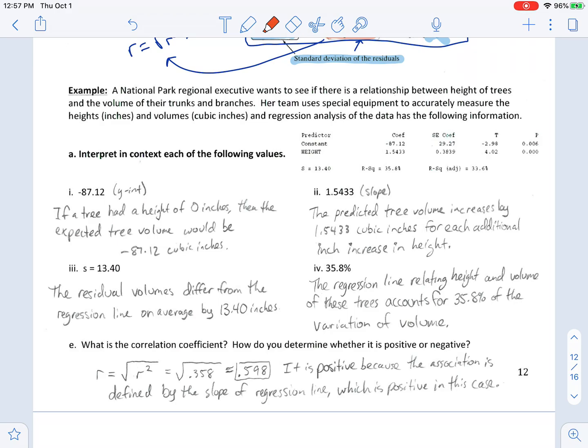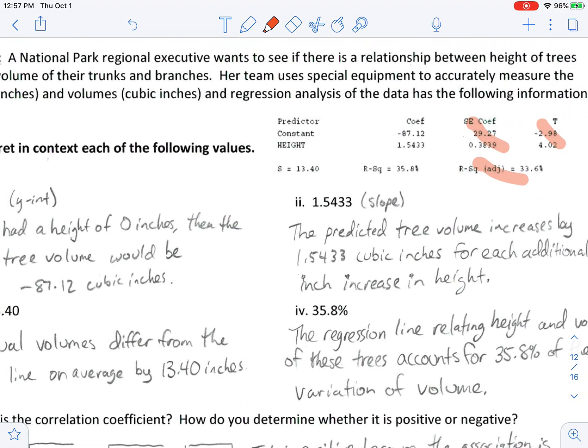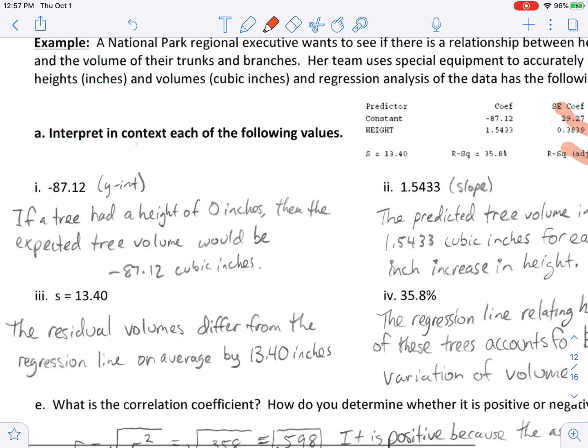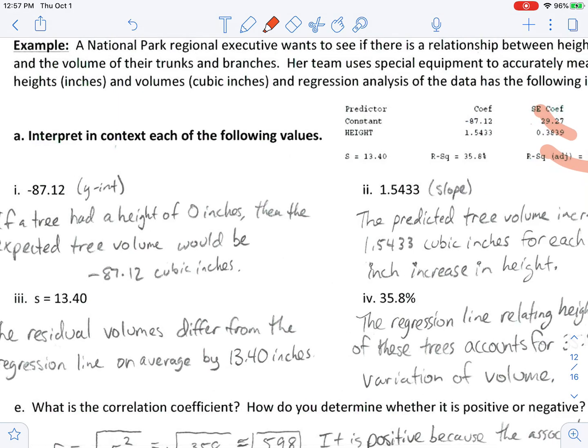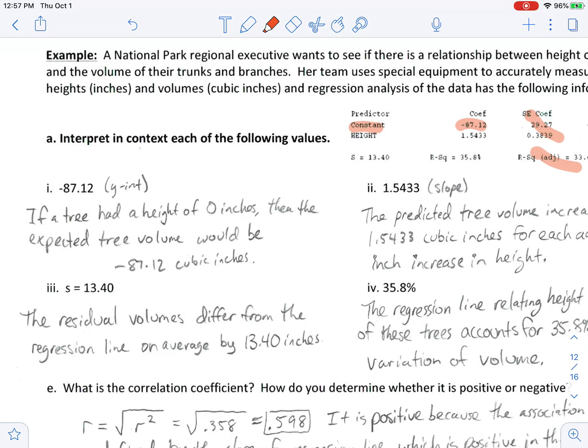All right, it's been a second, okay? You read through the thing here. Basically, I can essentially cross this off, cross this off, cross this off, cross this off, okay? You won't need it. Negative 87.12, remember I said next to constant, that's the y-intercept. So the y-intercept here, if a tree had a height of 0 inches, then the expected tree volume would be negative 87.12 cubic inches. Doesn't make a hell of a lot of sense, but that's what it is.